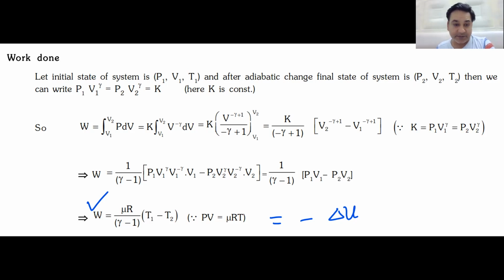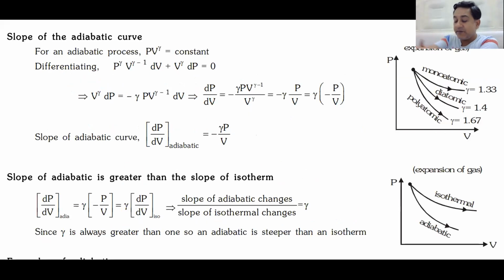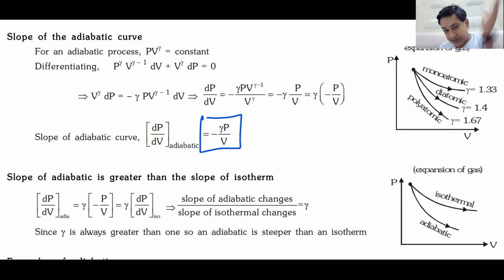But before going on to the next class, we must discuss the slope of the PV graph for this curve. It is minus gamma times P by V. Yes or no? Yes, sir. So it is steeper than an isothermal. If it is expansion, isothermal will be on top and adiabatic at the bottom. Yes or no? Yes, sir.